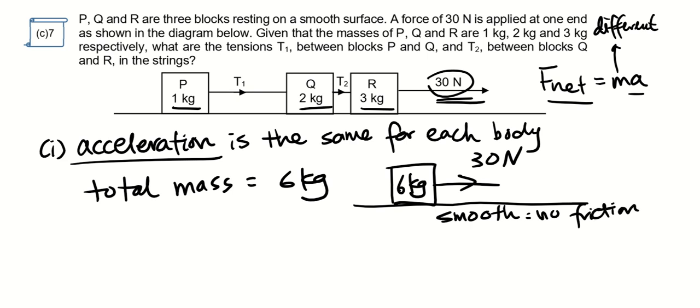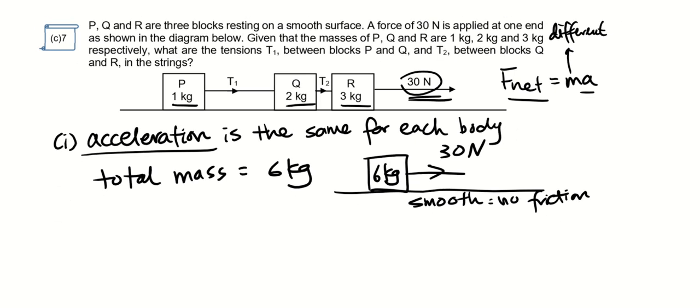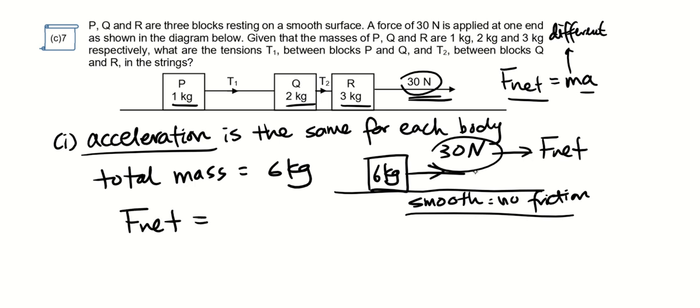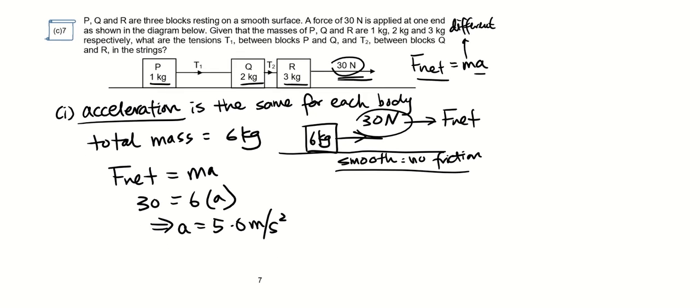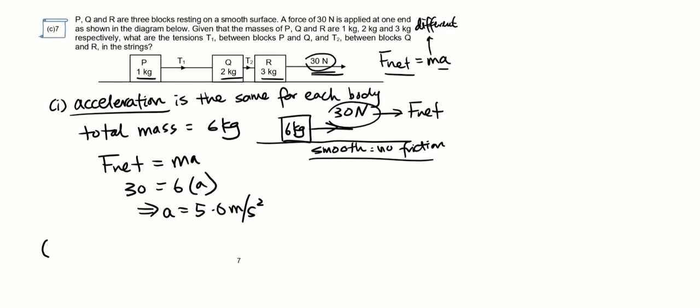For pure physics, maybe they will bring in friction, and then you have to solve by finding the F net. But in this case, because the surface is smooth and there are no other horizontal forces, I can say that this 30 Newton is actually the F net. If I apply the formula F net equals MA, F net is 30, the mass is 6, so the acceleration will be 5 meters per second squared. Which means P, Q, and R will be moving with an acceleration of 5 meters per second squared. Now what's the next step?